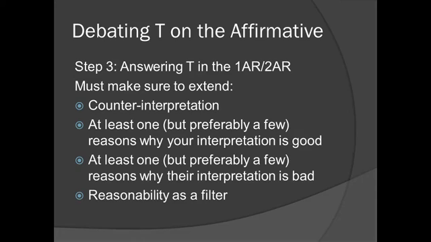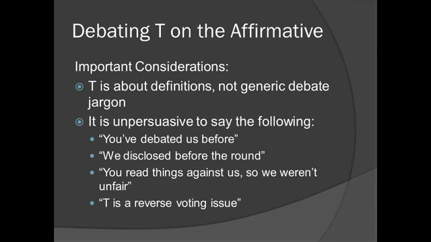Step three is how to answer topicality in the 1AR and the 2AR. Things that you need to make sure that you extend are, you need to ensure that you are extending your counter interpretation. And then you want to have at least one, but preferably a few reasons why your interpretation is good, right? So these are the reasons that your interpretation is educational and fair for debate. Then you want to have at least one, but again, preferably a few reasons why their interpretation is bad, why their interpretation would be worse for AFF creativity and innovation throughout the year, why it would be unfair for affirmatives to have to engage in a very limited interpretation of the topic. And you want to make sure that you are establishing reasonability as your filter. Why is it that you should prefer reasonability over competing interpretations?